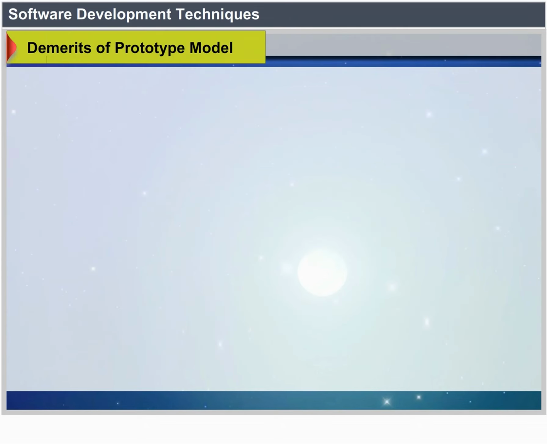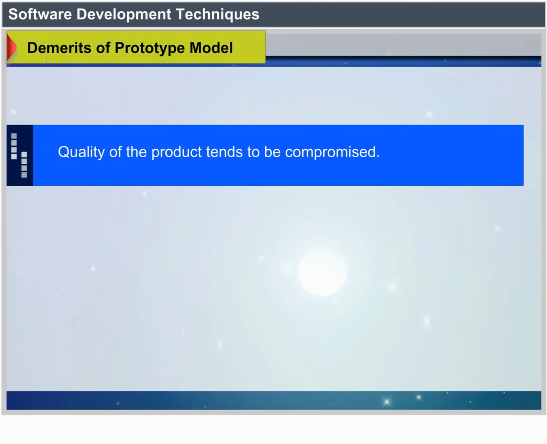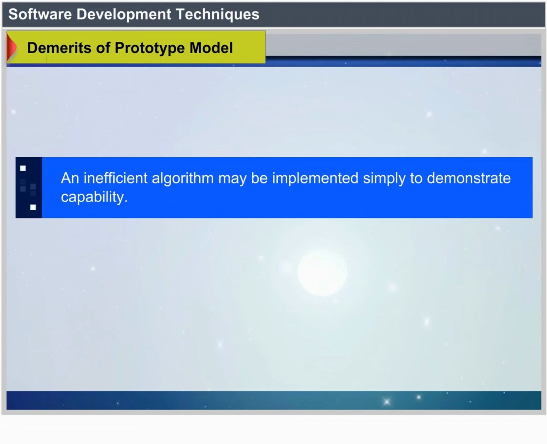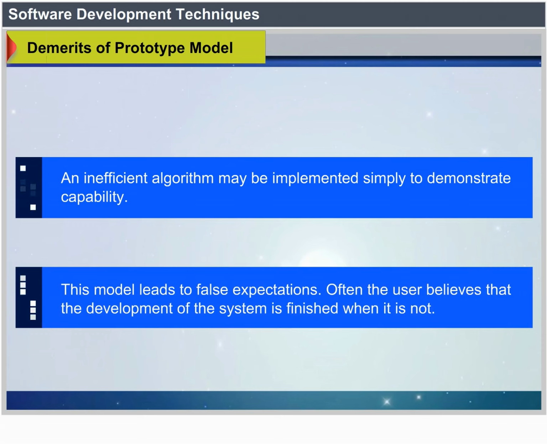Drawbacks of prototype model. Compromises on the quality of the product. The developer often makes implementation compromises. An inappropriate operating system or programming language may be used. An inefficient algorithm may be implemented simply to demonstrate capability. This model leads to false expectations. Often the user believes that the development of the system is finished when it is not.